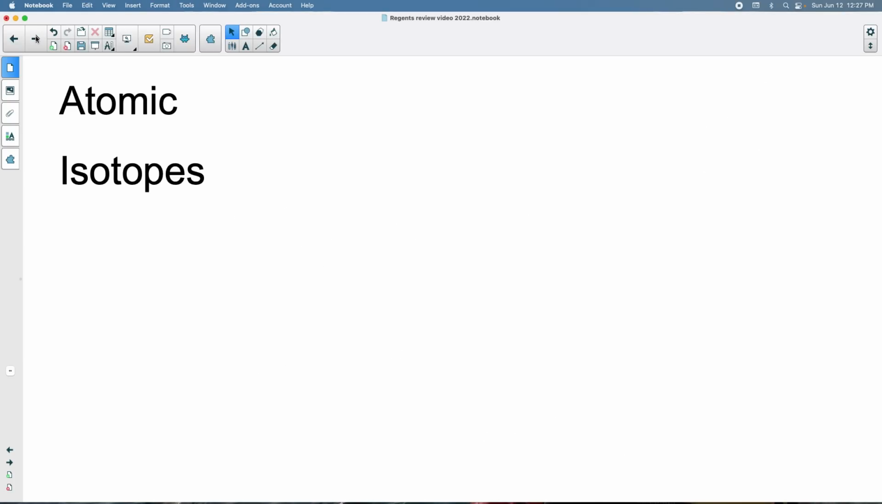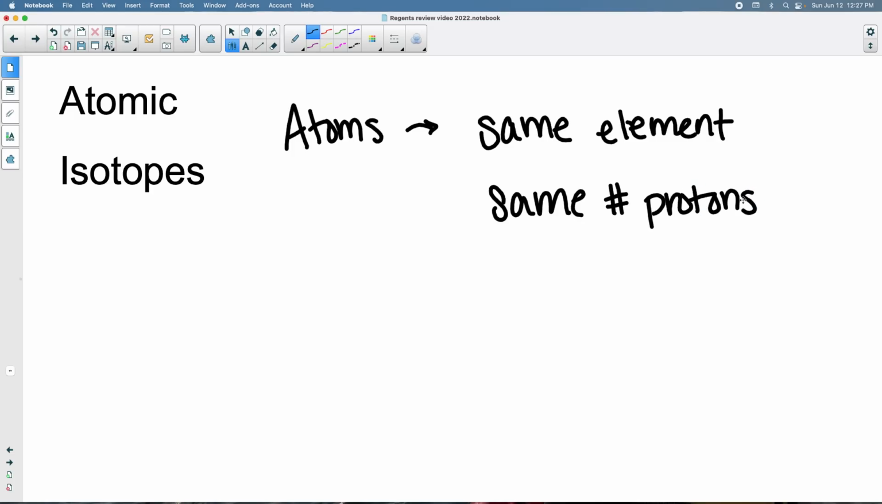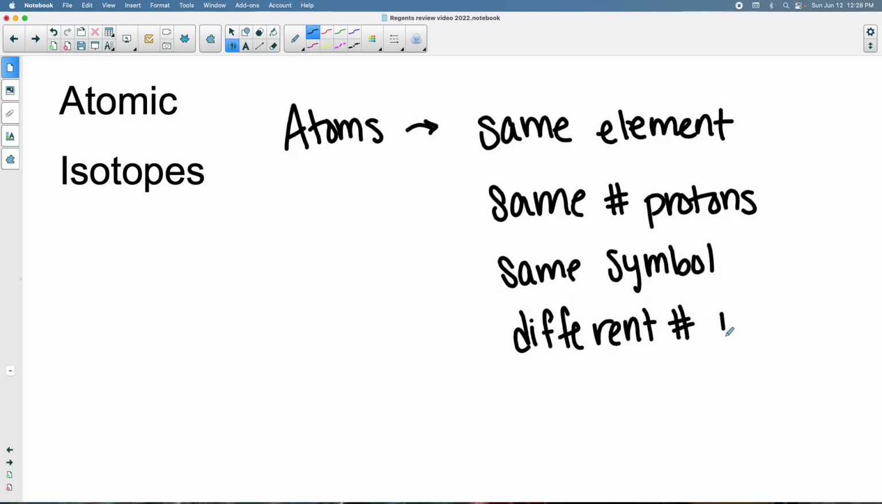So the first topic was atomic, having to do with isotopes. When we're talking about isotopes, we are talking about atoms that are of the same element. Since they're the same element, that means they have the same numbers of protons and the same symbol, but they will have different numbers of neutrons.